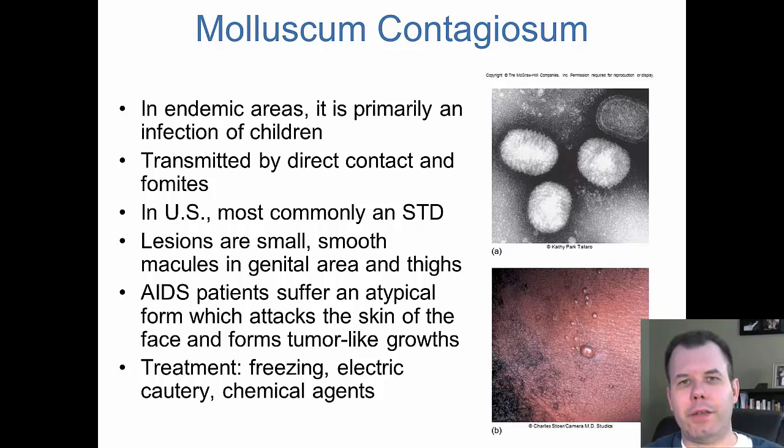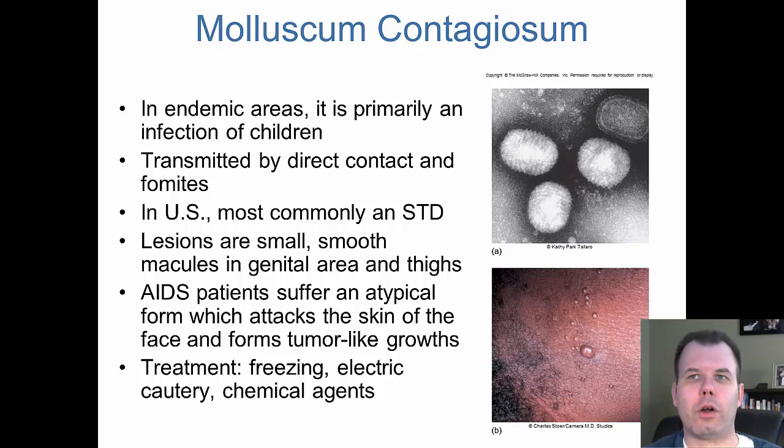It's most commonly an STD that's spread among people through sexual contact, and these are small little smooth macules. They look like little pimples or bumps around the genitalia. They grow in the genitalia area and the thighs. AIDS patients can suffer a much worse form that attacks the skin and forms tumors. Typically this is treated just like warts would be. These are not genital warts or anything else. That's a different virus. But the treatment is pretty much the same.